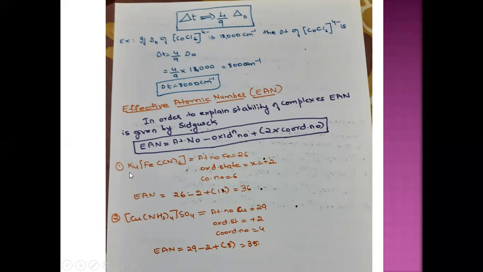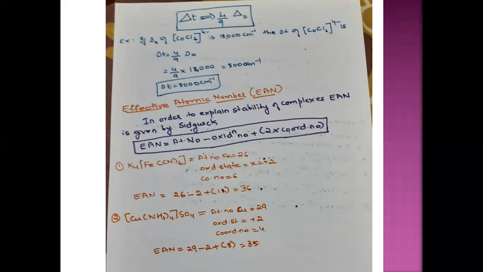For example, K4[Fe(CN)6]. What is the atomic number of iron? It is 26, because iron is the central metal atom. What is the oxidation state? 4 plus X minus 6 is equal to 0, so X will be 2. What's the coordination number? CN is a monodentate ligand, so 6 CN ligands, so the coordination number is 6. So EAN will be 26 minus 2 plus 12. It will be 36.